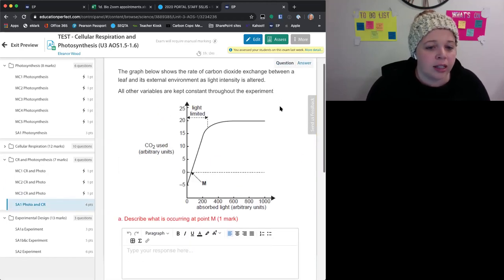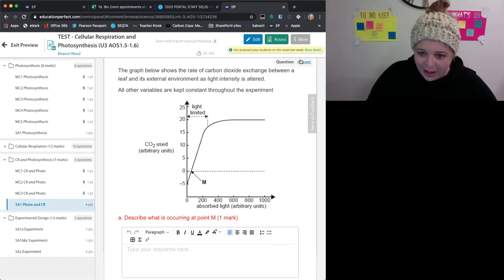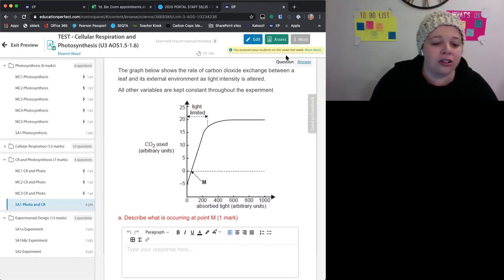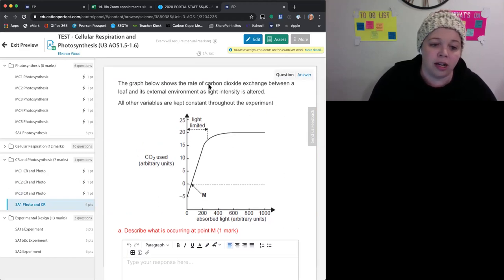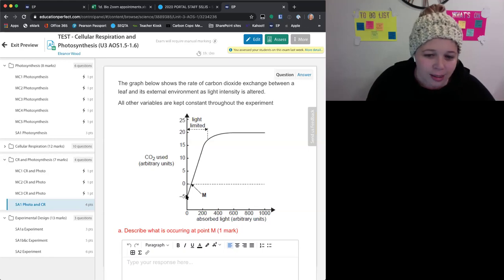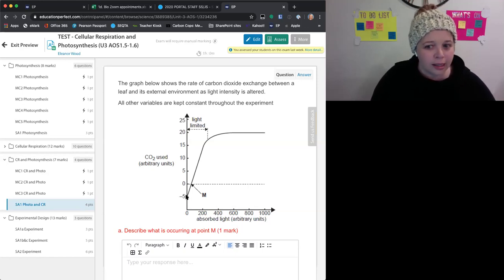All right, let's have a look here. This is my favorite question of all time. And it's really hard. This one is asking you, what is occurring at point M? So the first question asks you, what is at point M? This is the rate of carbon dioxide exchange between the leaf and its environment as light intensity is altered. What's happening down here is the light intensity is really low. That means that photosynthesis is happening, but just really, really slowly. And as it happens slowly, you can see that carbon dioxide starts to be used up.